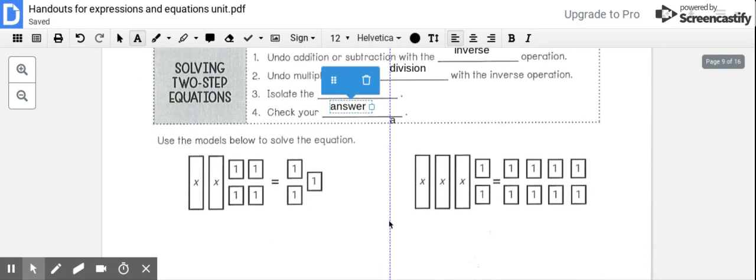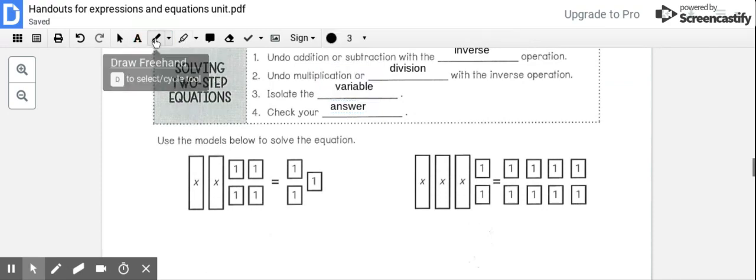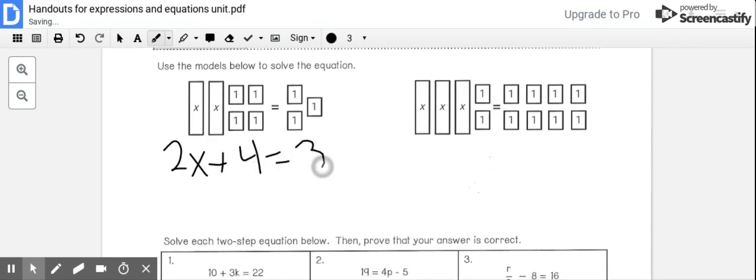So we're going to use these models below to solve the equation. If you look at this, try to think about what you think this model represents. So we have two of these things, and they're both x's. So that would be 2x. And then we have 4 ones, and they're positive, so we're going to add 4. And then we have 3 positives, equals 3.